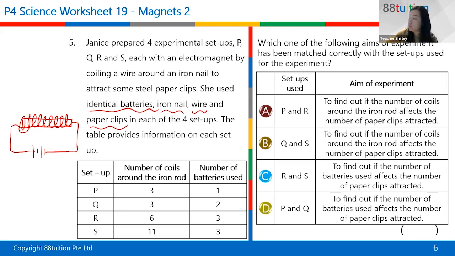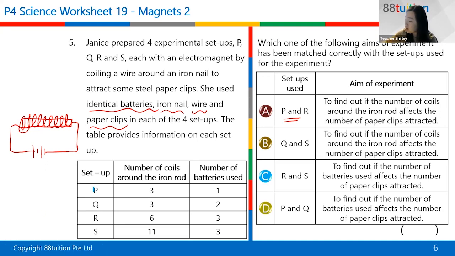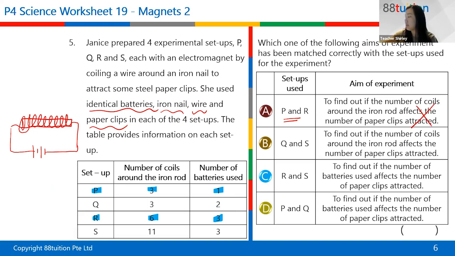So let's say if we are using P and R, you really have to look one at a time. If I were to use P and R, the number of coils is different. The number of batteries used is different. Can we conduct an experiment when there are 2 change variables? Yes or no? When we conduct an experiment, we need to make sure that there's only 1 change variable, right? So in this case, there are 2 change variables. So this is not supposed to be the aim. I cannot test anything because the variables are different for both.